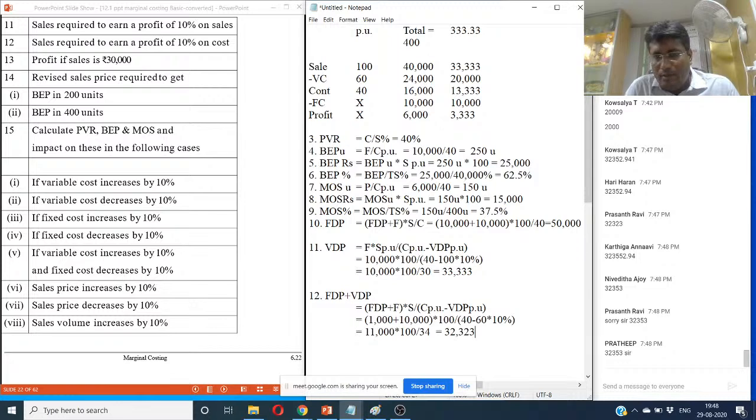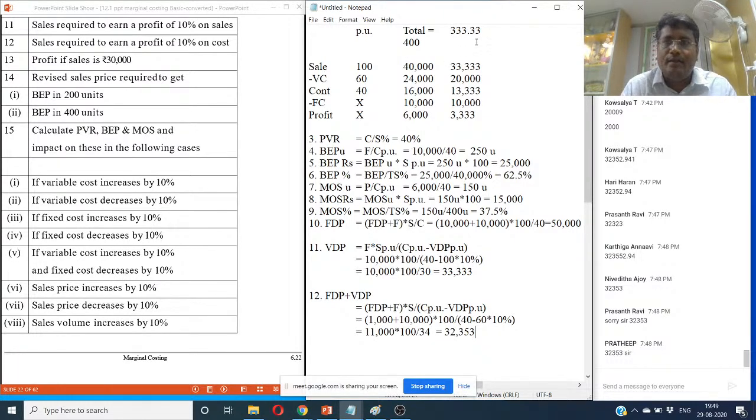Oh, okay. 353. Okay, sorry. As per your calculation only I am going here. Fixed desired profit 1000 is correct because 10% on cost. The fixed cost being 10,000 means on that 10 percentage is 1000. Yes, okay then. Good. 32,353 is the answer here.